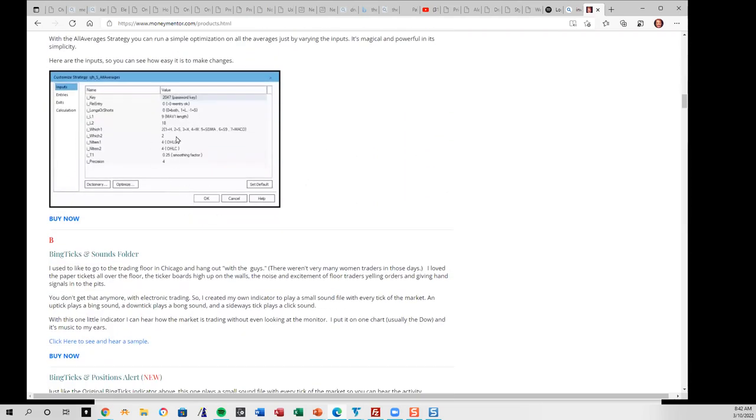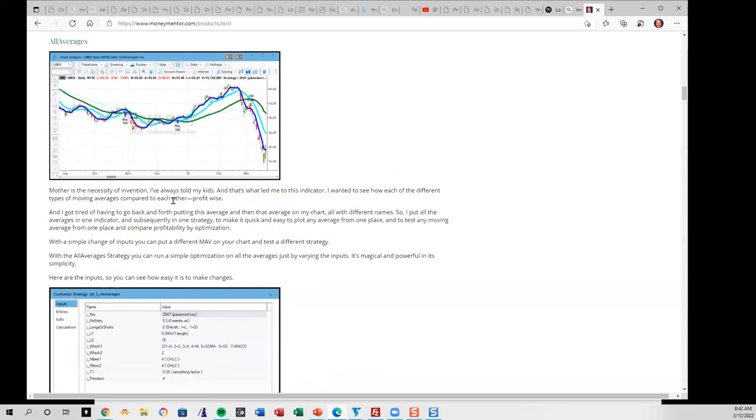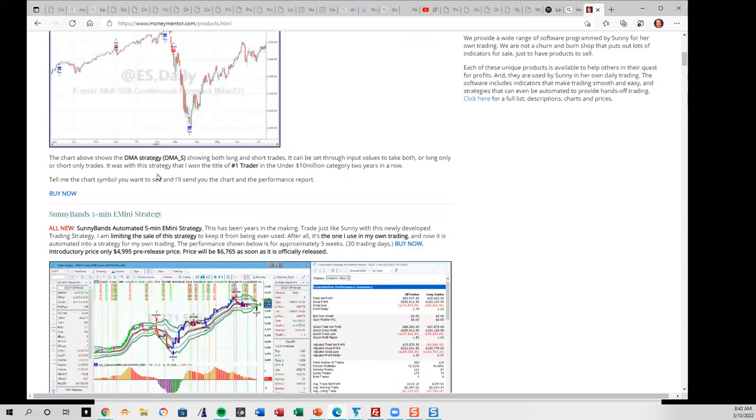And here's how you make the changes. Those are the inputs. Oh, I have a little indicator I call bean ticks. It's not on right now because I'm busy talking, but it makes a bean sound when the market's going up and a bong sound when the market goes down. It updates with every tick of the market, plays this little small sound file. This is free. Here, let's see if I have to download it. I'm not going to do that. It's free. You could download it from my website, no problem. To download things, let's go back up to the top.